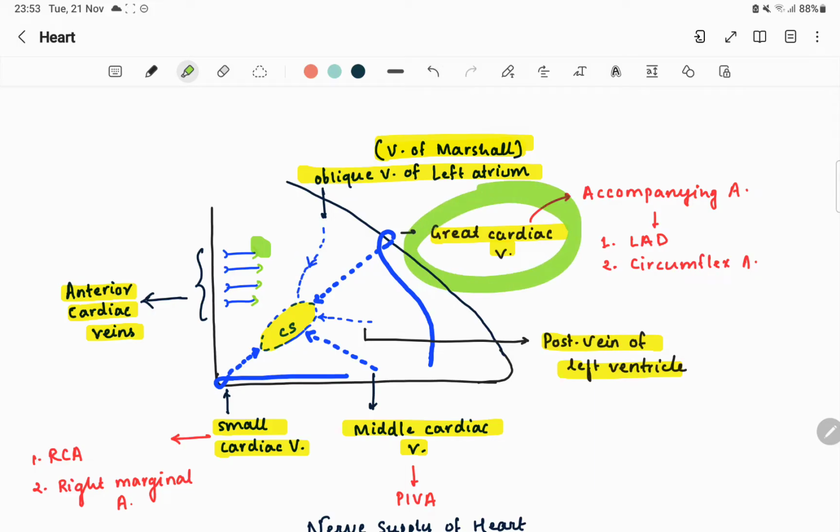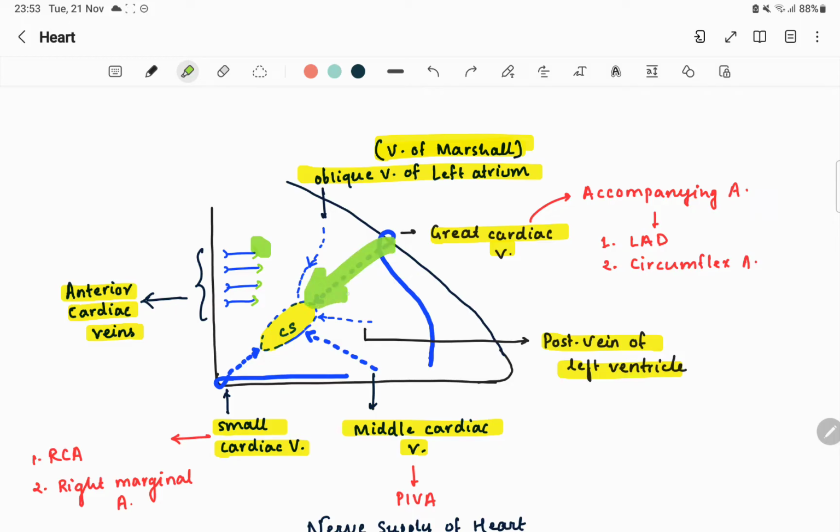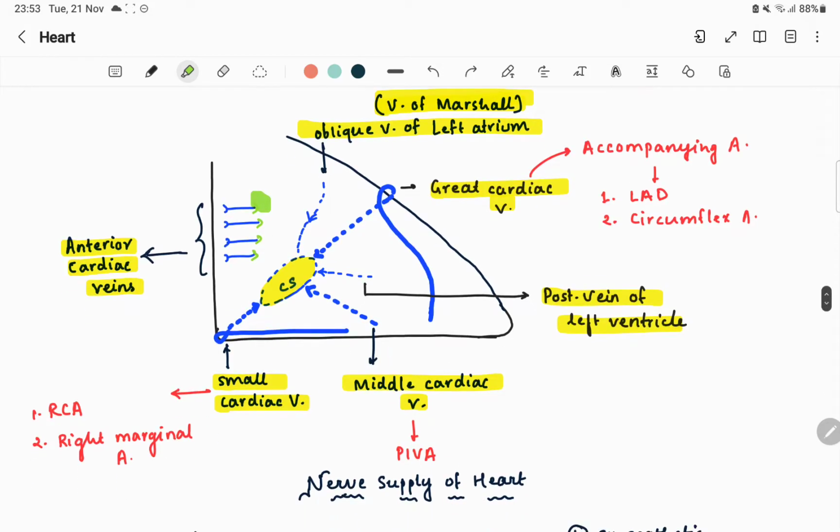Then we have the great cardiac vein. There is a vein going like this. This is called the great cardiac vein. This great cardiac vein is accompanying the arteries like the LAD and the circumflex artery. This is the great cardiac vein which is draining into the coronary sinus. The posterior vein of the left ventricle is also draining into the coronary sinus.